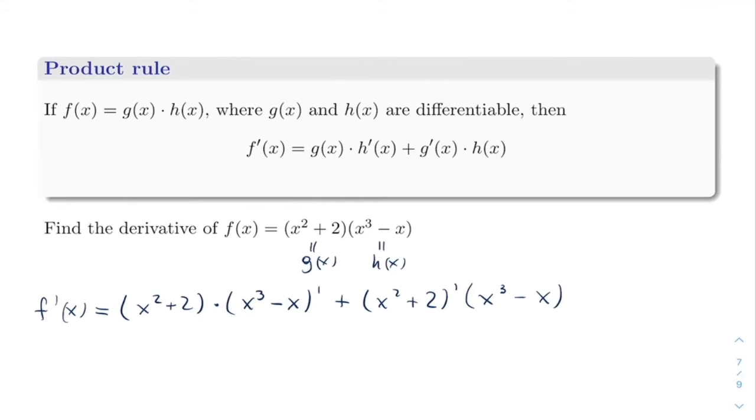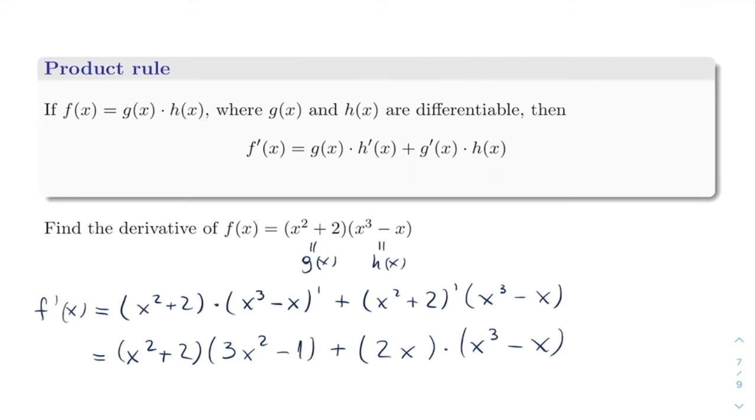So we get: this remains the same, and this derivative is 3x squared minus 1, plus the derivative of this, which will be just 2x, multiplied by x cubed minus x. And this is the final answer. You can try to simplify this if possible, but if not, this will be an acceptable answer.